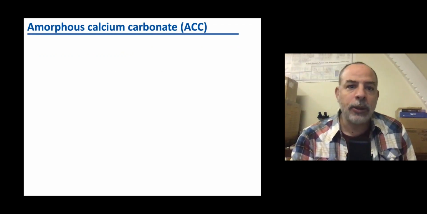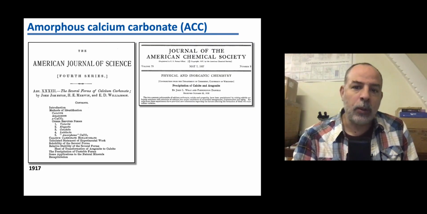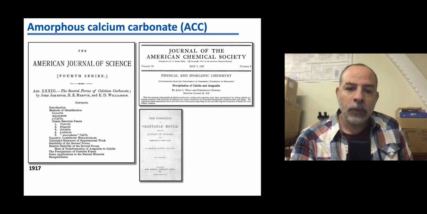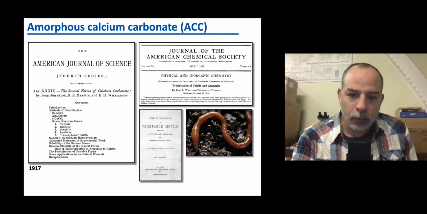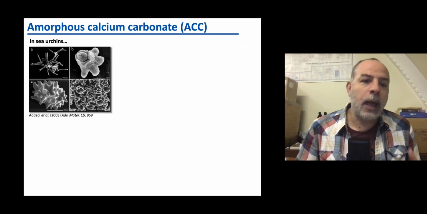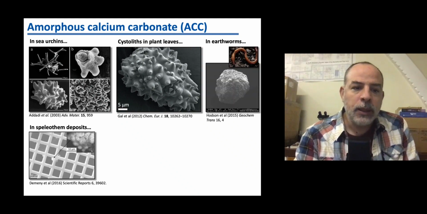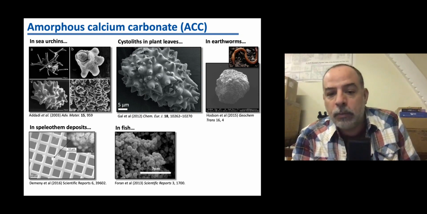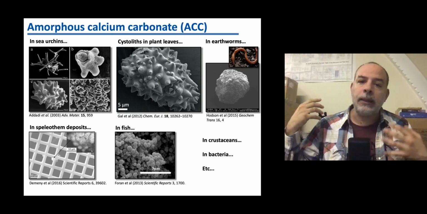Amorphous calcium carbonate is not a compound that has been recently discovered. It has been known for many decades, more than 100 years. For example, it is known that it happens abiotically and also biotically, for example, during the crystallization of granules of calcium carbonate produced by earthworms. This is something that Darwin discovered. In particular, amorphous calcium carbonate happens in many living organisms, from sea urchins to plant leaves, earthworms. Also, it happens abiotically in deposits in speleothems, and it's being produced by fish and also crustaceans, bacteria, and many other organisms. So it's not an uncommon phase.